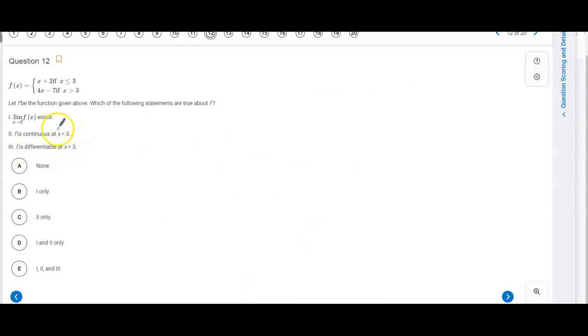Now what about differentiability? Well, we just do the same thing we just did, but we do it with the derivative of this piecewise function. So to do that, we just take the derivative of the top, which is 1, and the derivative of the bottom, which is 4.